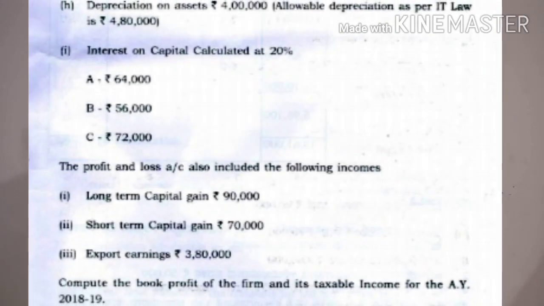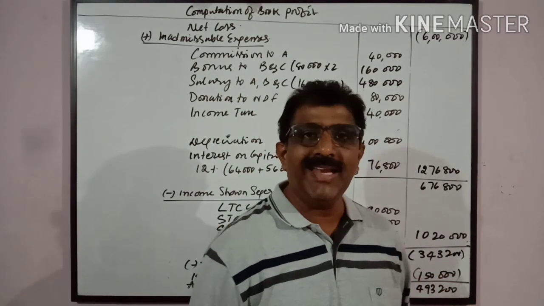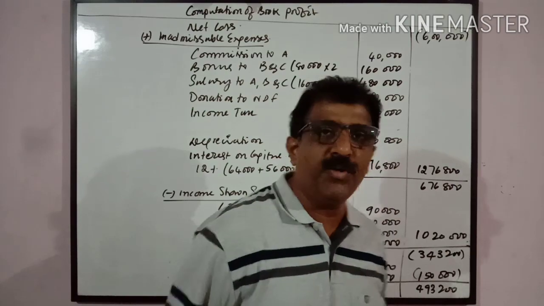Interest on capital calculated at 20%: 64,000, 56,000, 72,000. The profit and loss account also includes the following incomes: long-term capital gain 90,000, short-term capital gain 70,000, export earnings 3,80,000. Compute the book profit of the firm and its taxable income for the assessment year 2018-19. First I will calculate the book profit.